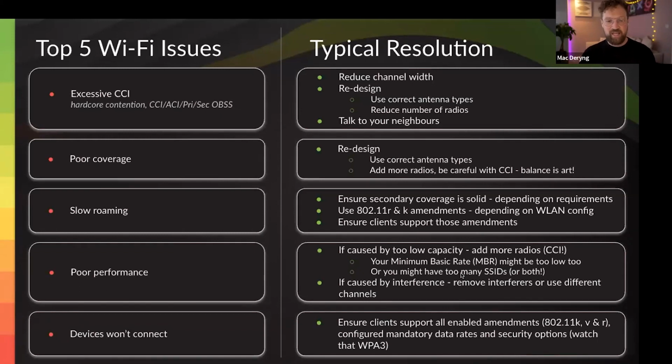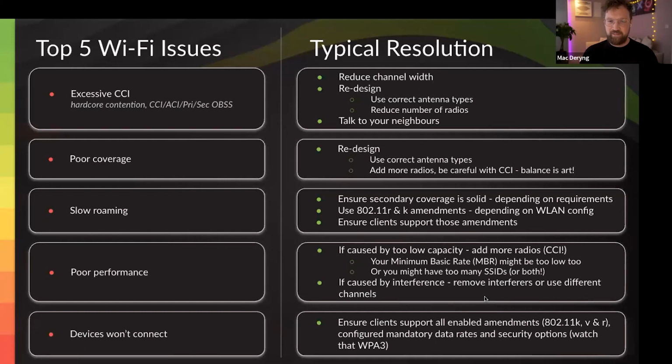Based on around 500 surveys that we've done between Matt and I, these are the top 5 issues that we see in the Wi-Fi world, and of course the resolutions. First is excessive CCI. It's hardcore contention: CCI, ACI, primary, secondary, OBSS, whatever. A typical resolution for it is to reduce channel width or redesign, because you need to start there.